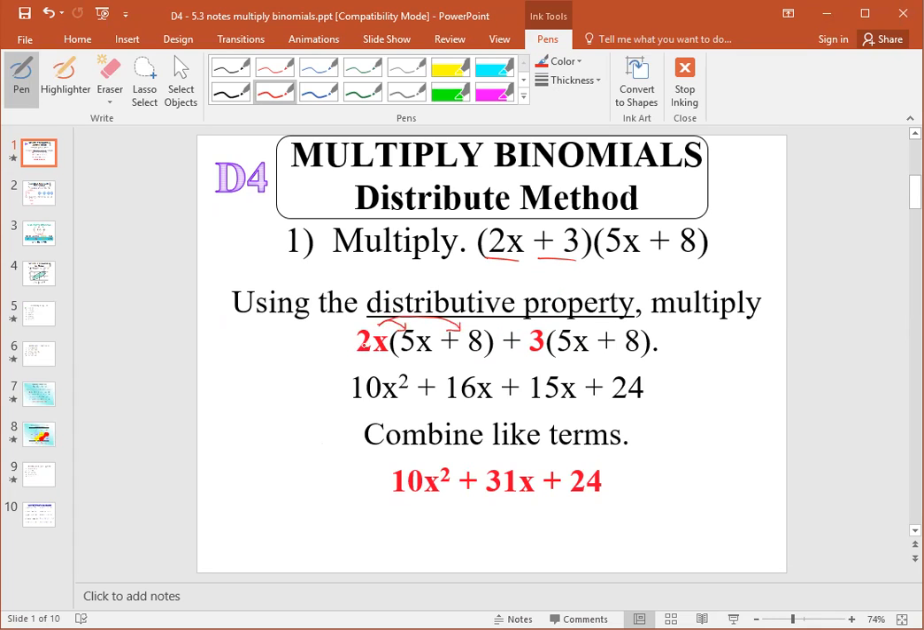Now we're just going to distribute, meaning that we're multiplying each of these straight through. So 2x times 5x is 10x squared, 2x times 8 is 16x. And then I do the same thing with 3. 3 times 5x is 15x, and 3 times 8 is 24. The last step is just to combine the like terms. We need to combine the 16x and 15x because they each have an x, which means they're like terms. So our final answer would be 10x squared plus 31x plus 24.